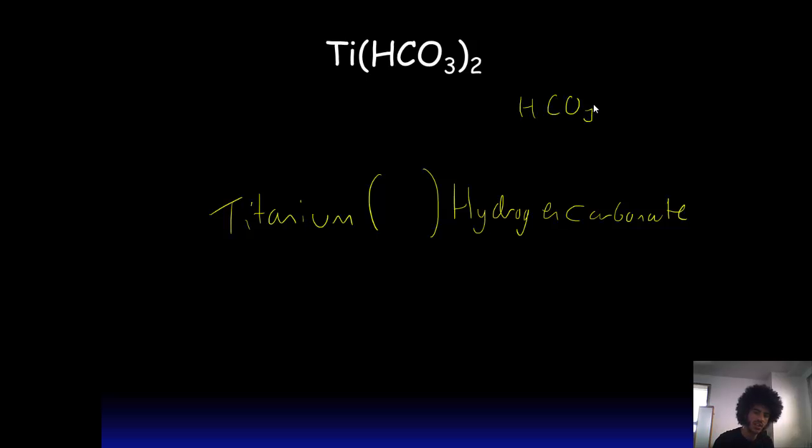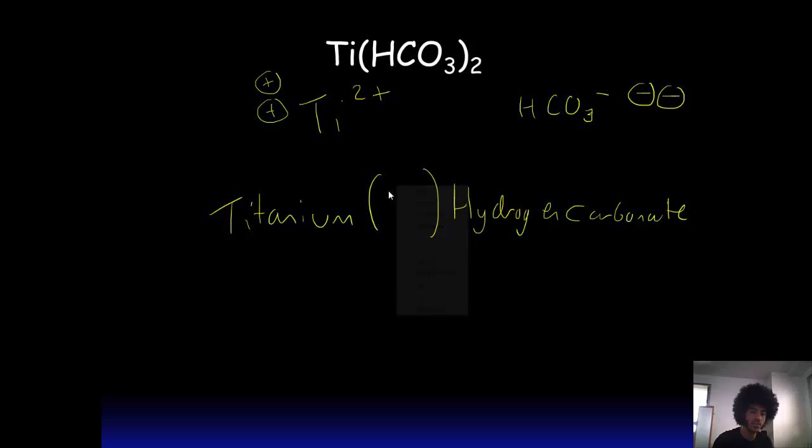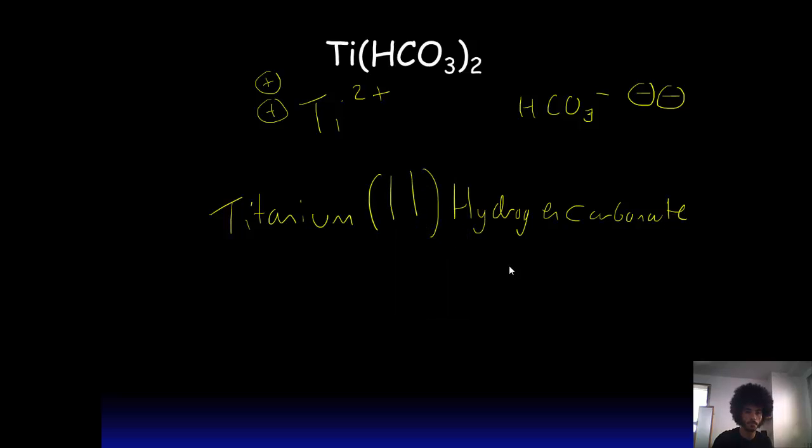HCO3 as an ion is just minus. Okay. But I've got 2 of them. So I've got 2 of these negative charges. I've only got 1 titanium. So in order to make this whole thing work, I need to have 1 lot of 2 plus. So the ion for titanium has to be 2 plus. To reflect that in the name, I need to use Roman numerals. I need the Roman numeral for the number 2, so it has to be II. Okay. And that's how you do it.